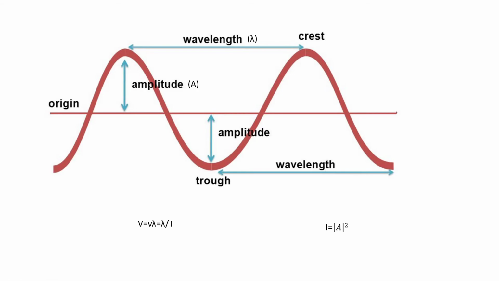Similarly, another characteristic is the intensity. The energy transferred on average by a wave in unit time through a unit area perpendicular to its propagation direction is known as the intensity of the wave, and mathematically intensity is proportional to the square of the amplitude. So thank you.